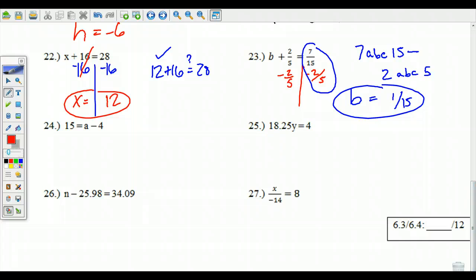In number 24, we're looking at the right-hand side of the equation. So since it's minus 4, the opposite of that is adding 4 to both sides. Negative 4 plus 4 is 0, so we just get A is equal to 19.